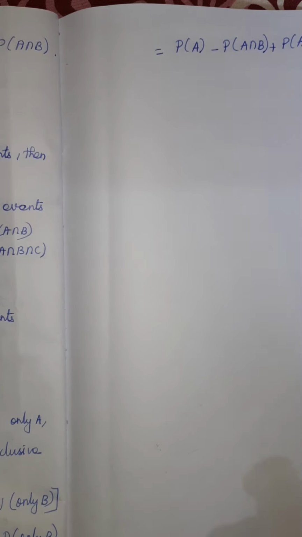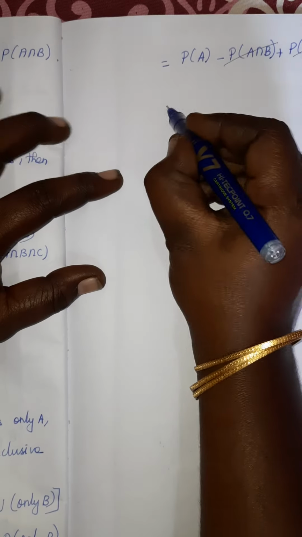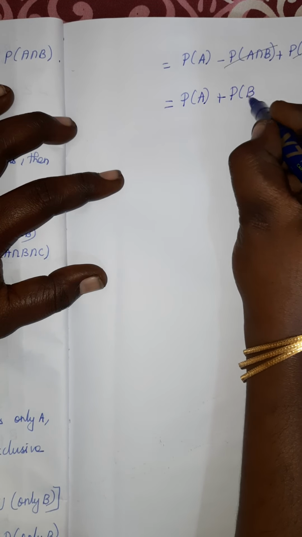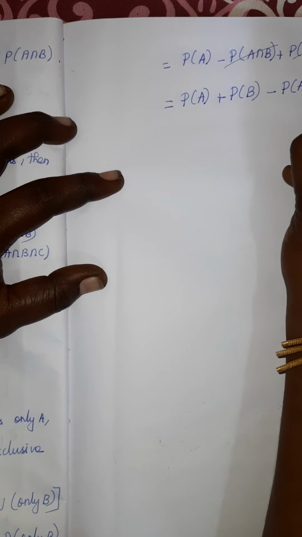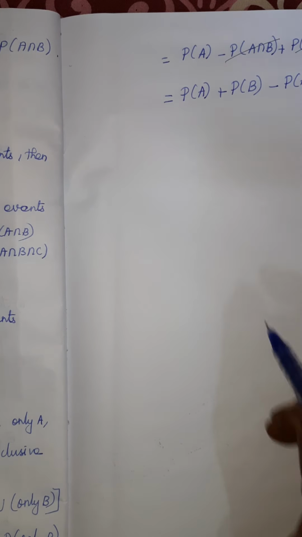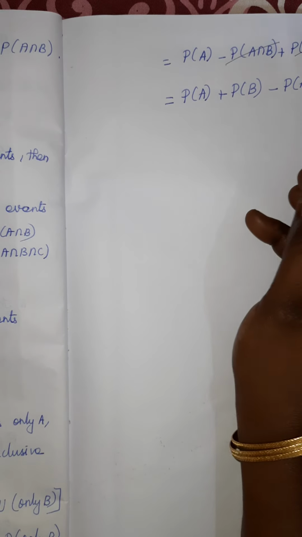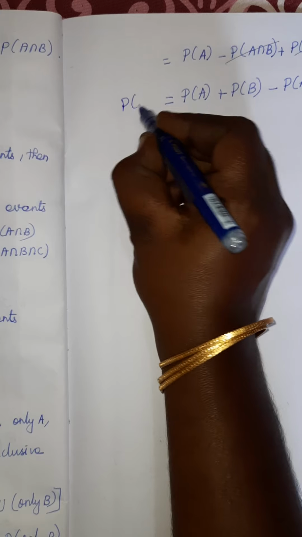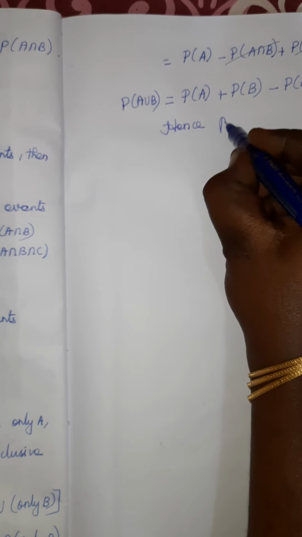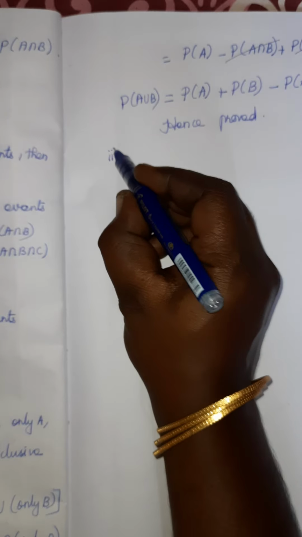So we can cancel this minus P of A intersection B and plus P of A intersection B. So what we get is equal to P of A plus P of B minus P of A intersection B. That is all we need to prove in the first one. Are you clear? So P of A union B is equal to P of A plus P of B minus P of A intersection B. Hence proved. So we completed the first one. Next we can do the second one.